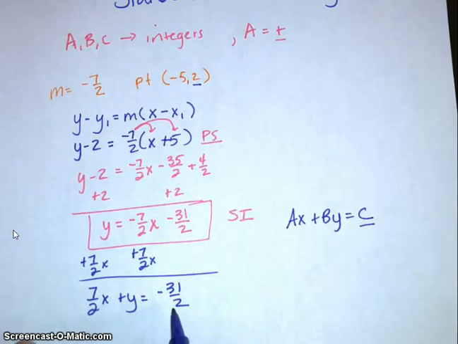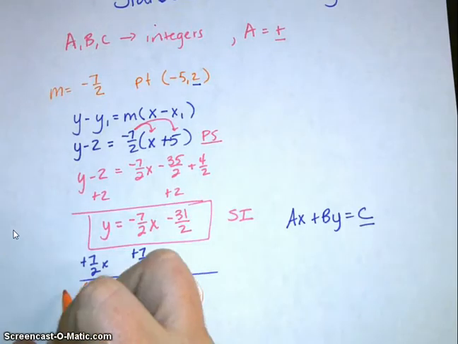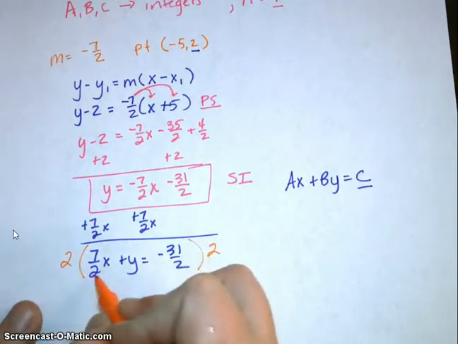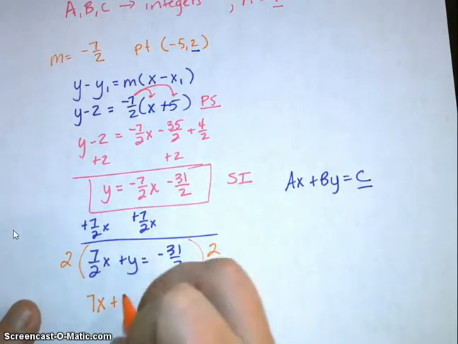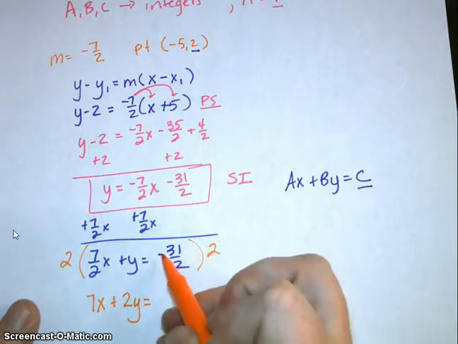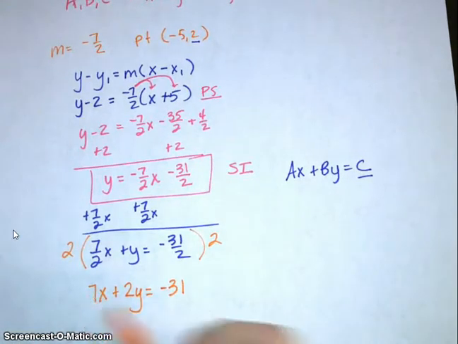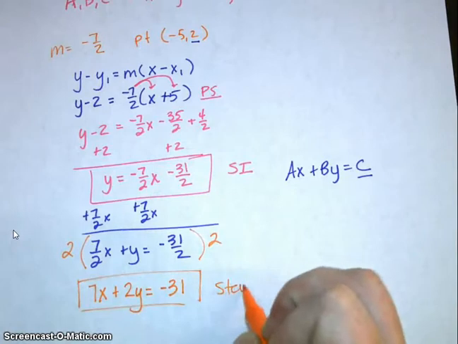There are fractions involved, so I have to get rid of the fraction. To get rid of the fraction, I must multiply by the denominator or a common denominator. So I'm going to multiply every single part by 2. The 2 cancels here, so that gives me 7x plus 2y equals, the 2's cancel here, so it's just negative 31. Again, I check: a is positive and I now have all integer values. So this is standard form.